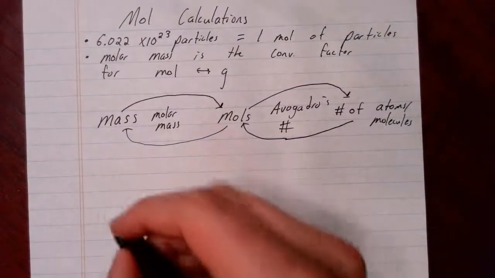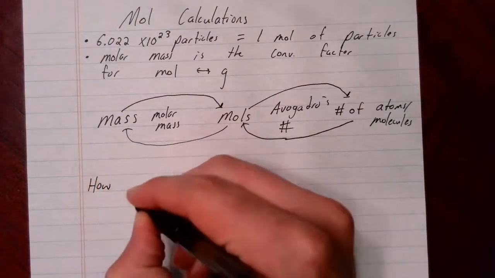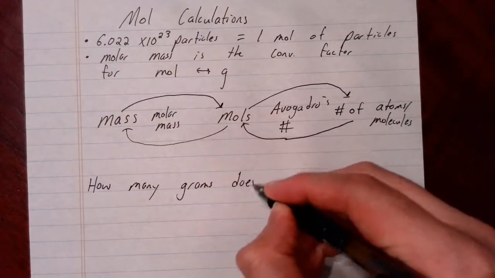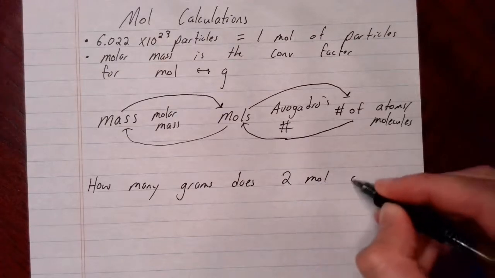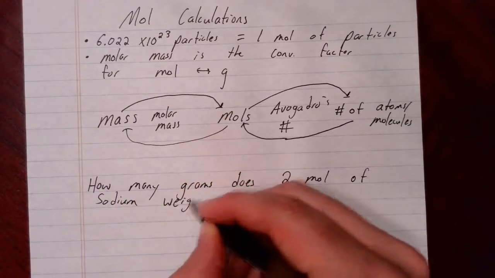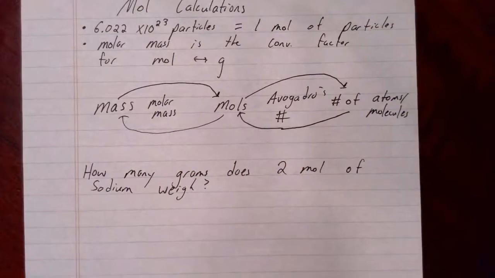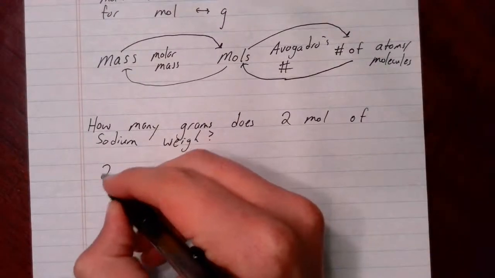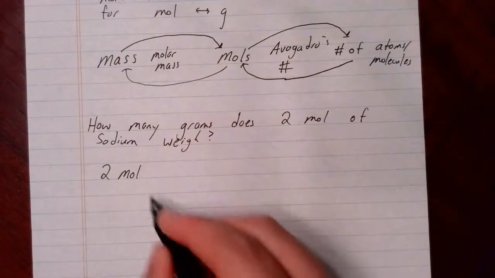So I could ask, how many grams does 2 moles of sodium weigh? So if I ask you how many grams does 2 moles of sodium weigh, essentially what that's asking you is to convert from moles of sodium to grams of sodium. Okay, so this is just a dimensional analysis problem like before. So let's start off just writing the given. So write what we start with, 2 moles.